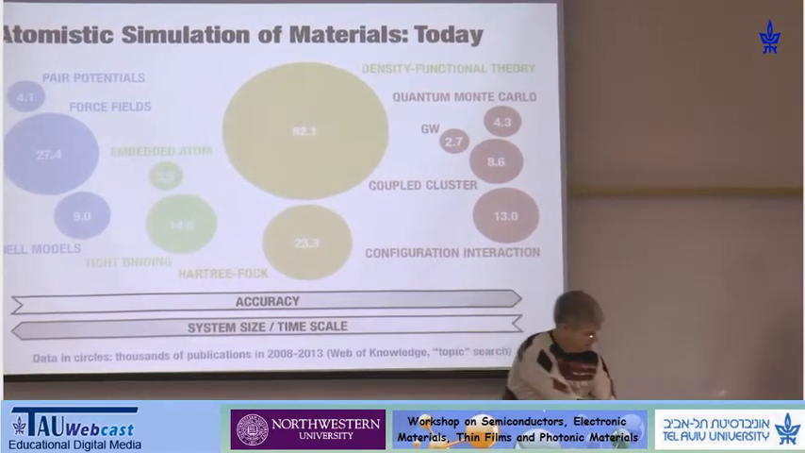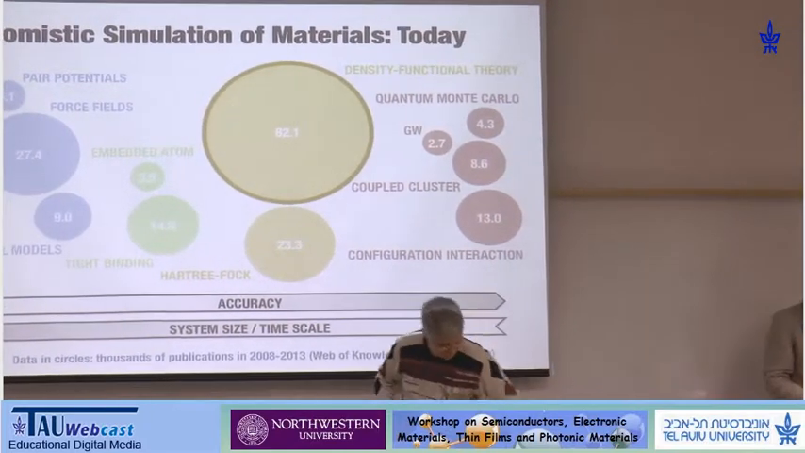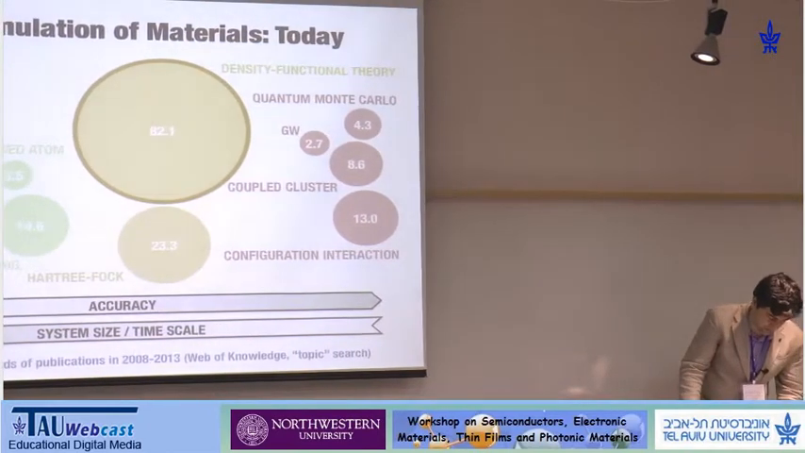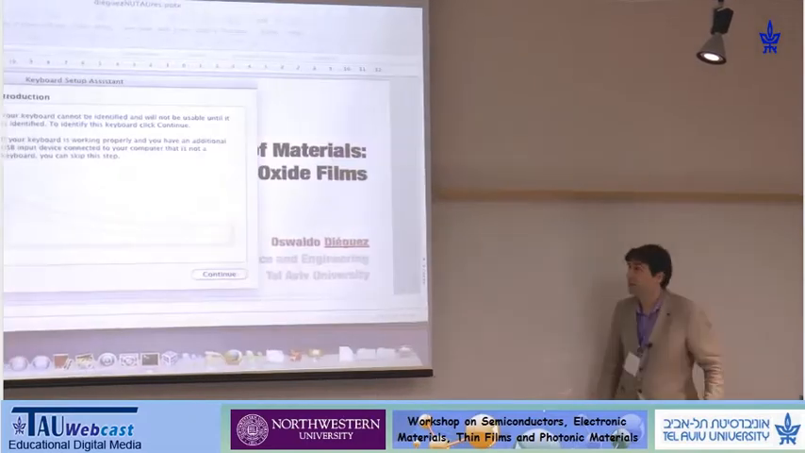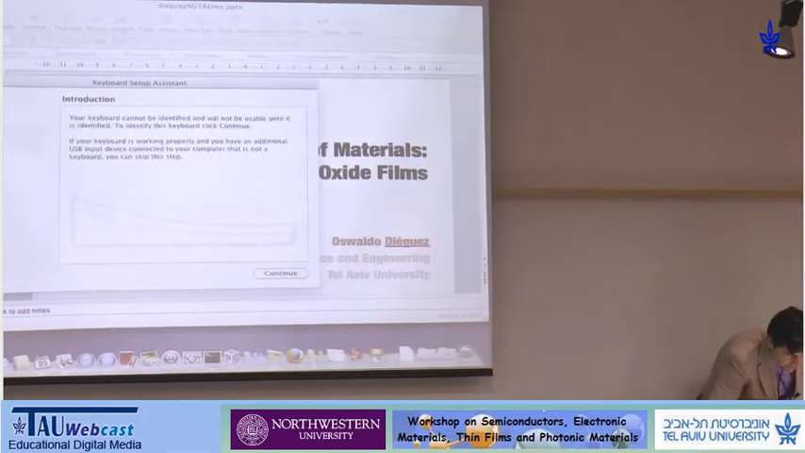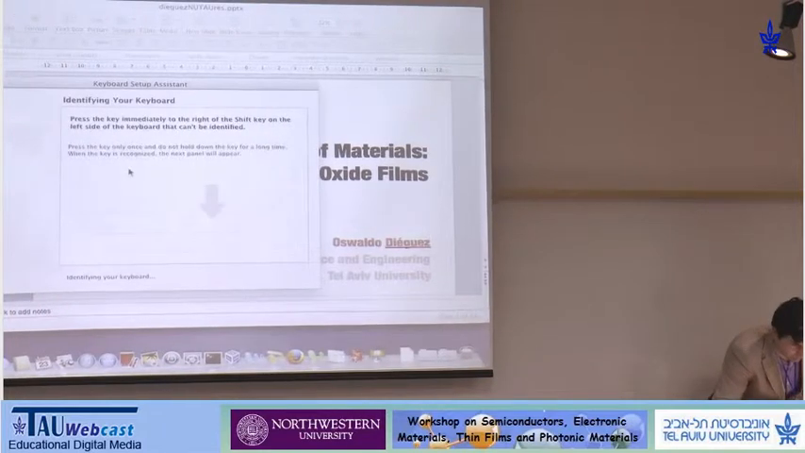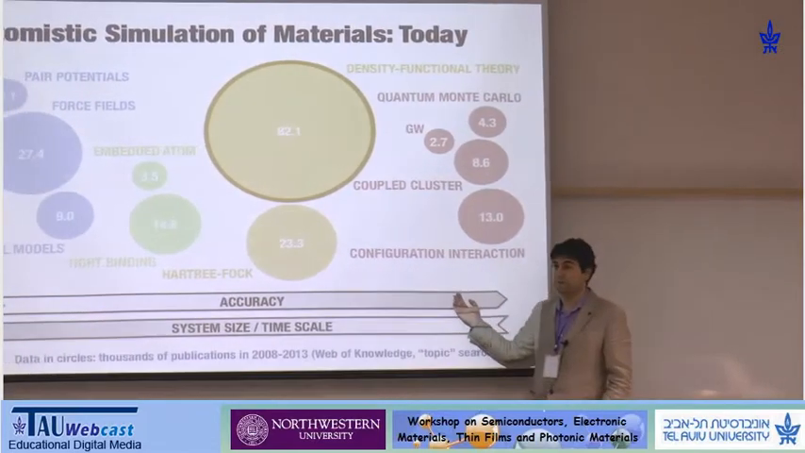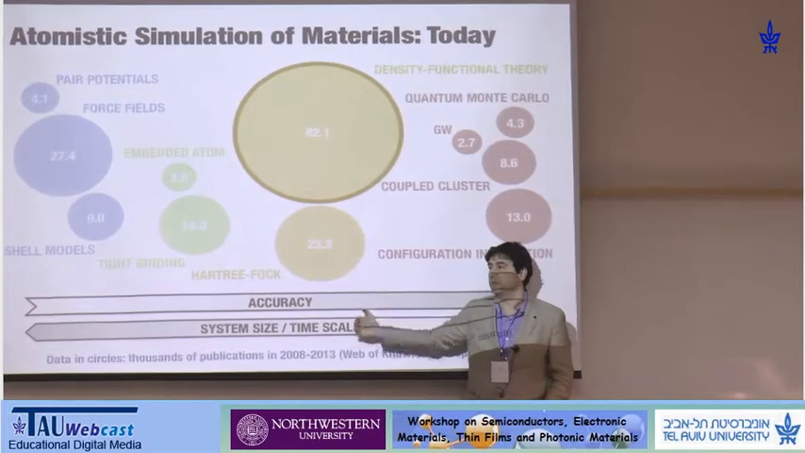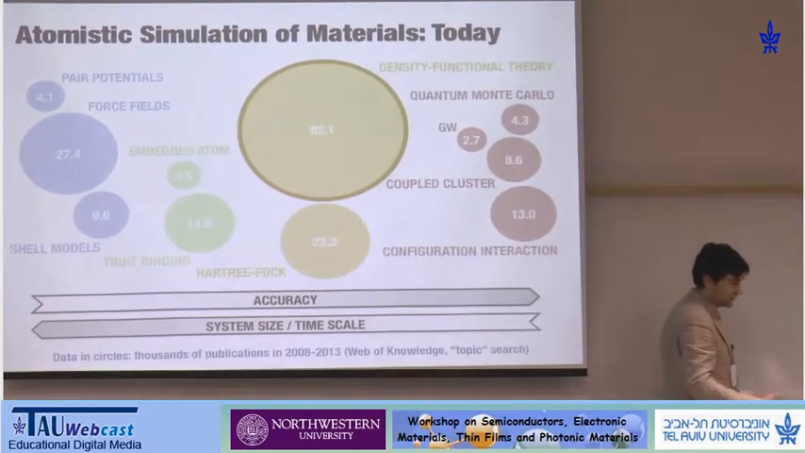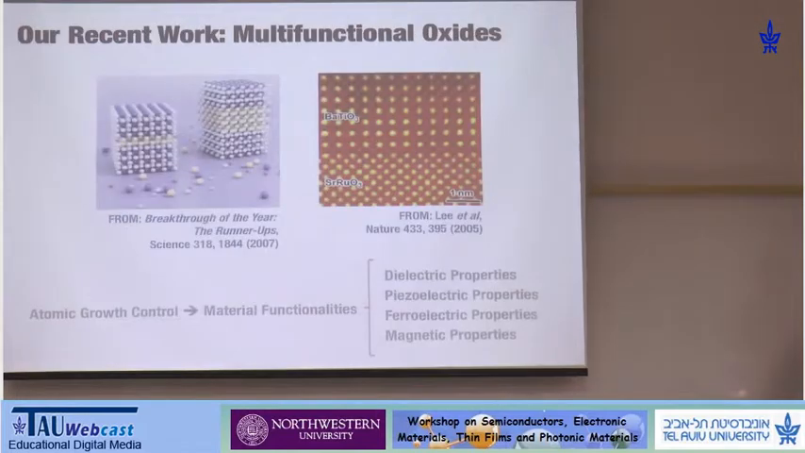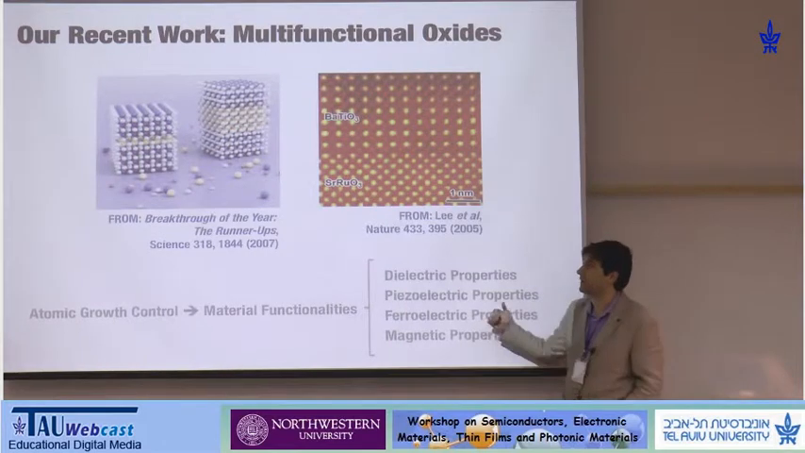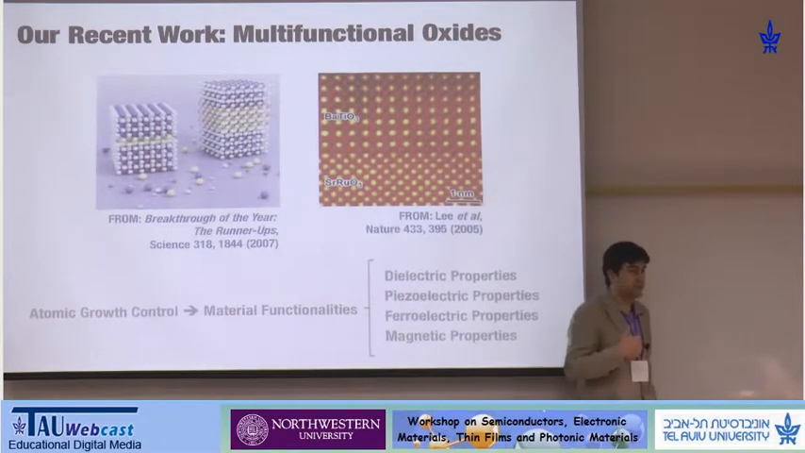This graph is to illustrate that many in the community think that the best trade-off is given by density functional theory. Density functional theory allows you to get relatively good accuracy, and still you can deal with systems that have hundreds of atoms in your unit cell. So in our case, the first study I'm going to present is about some materials we are interested in, which are oxides, in particular perovskite oxides.